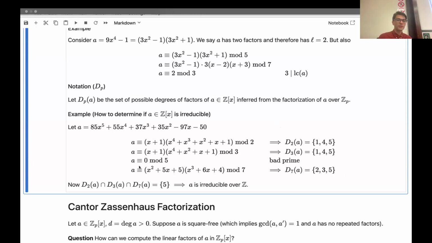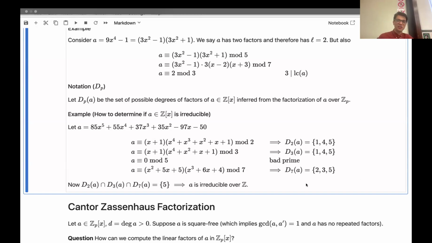Over A, mod 5 is a bad prime because everything vanishes. A is not 0, so it's okay. Bad prime, just go on to the next one. I do it mod 7, and I get that this is the product of a quadratic and a cubic. So the possible degree sequence here is that you factor into a 2 and a 3, or a 5. But this has to be true generically, right, for Z[x].